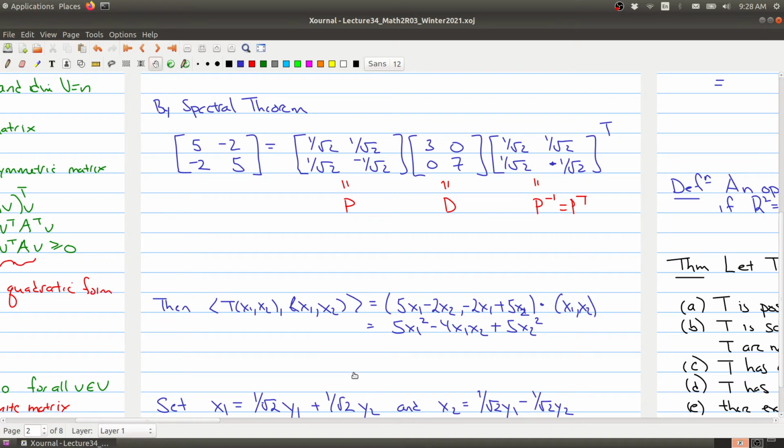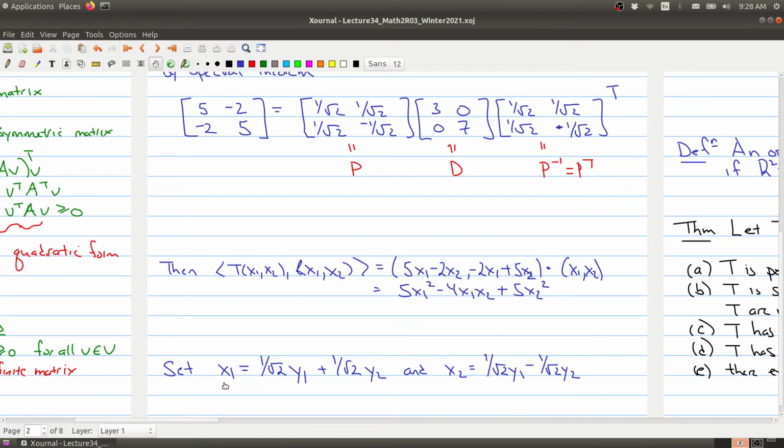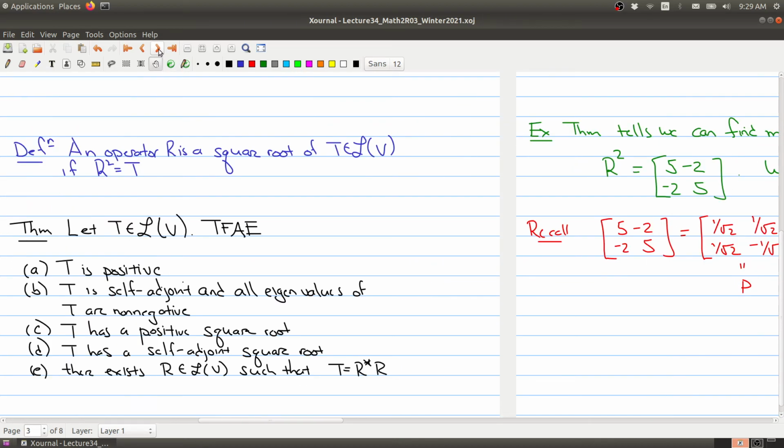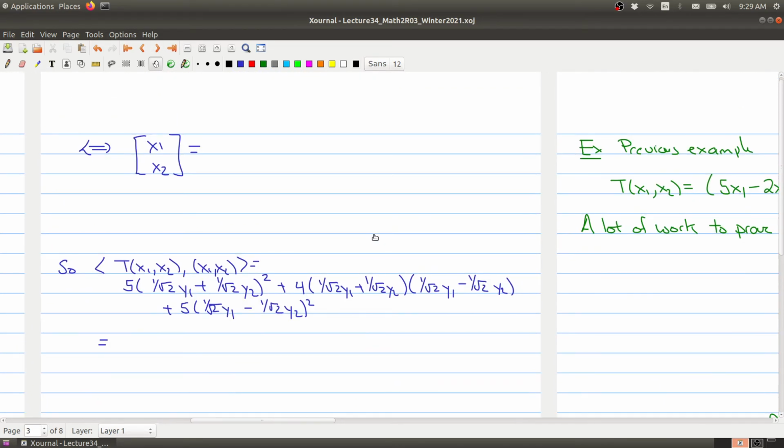So what you have to do is a change of coordinates. You let x1 equal 1 over root 2 y1 plus 1 over root 2 y2. Let x2 be 1 over root 2 y1 minus 1 over root 2 y2. These aren't coming from anywhere; they're coming from the columns of this matrix. I know I'm going very fast, but really what I've done is make a change of coordinates. I'm taking the matrix P that I had before and multiplying it by the vector y1, y2, and then I can figure out what x1 and x2 are.